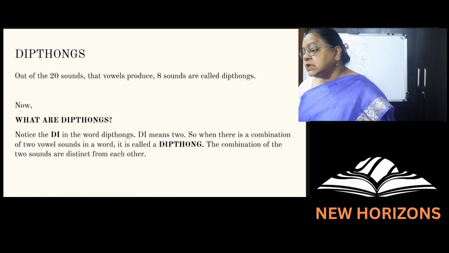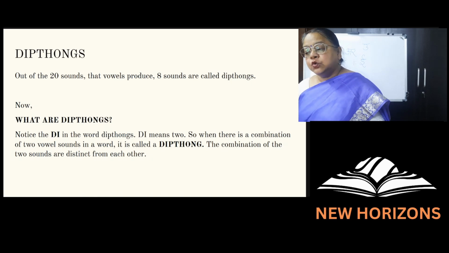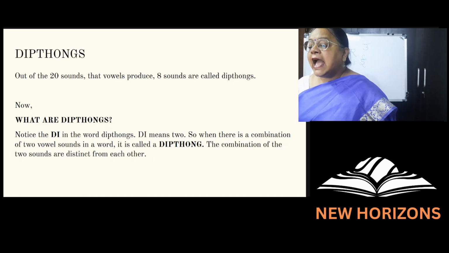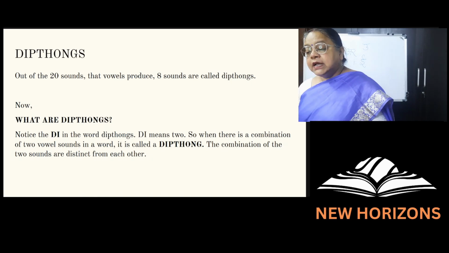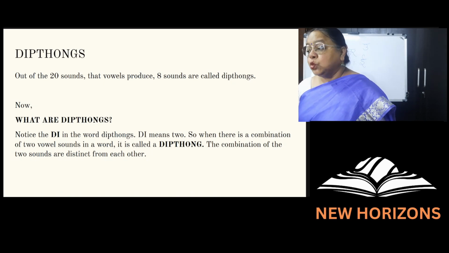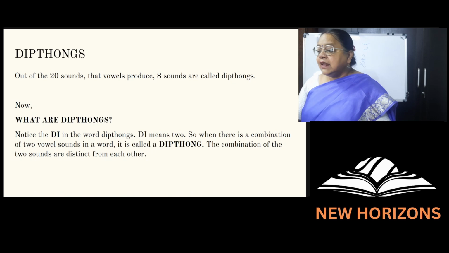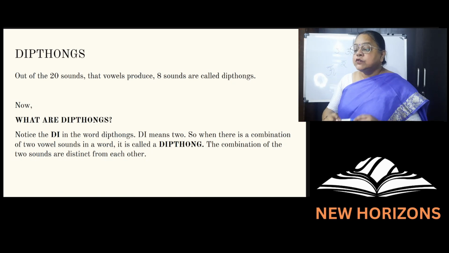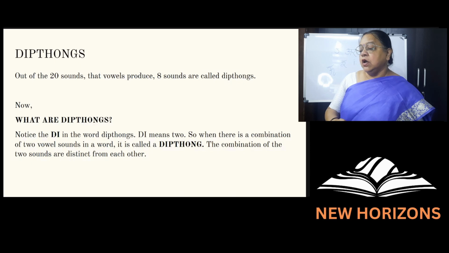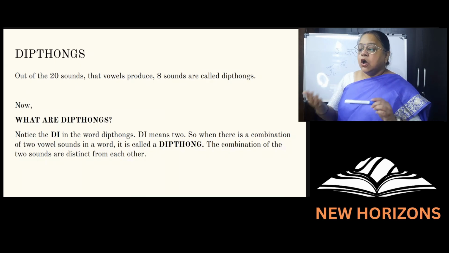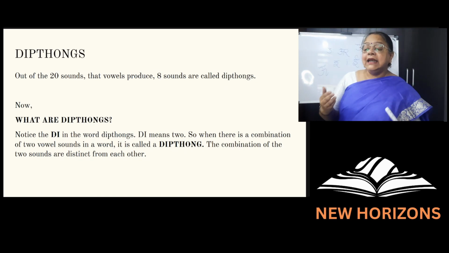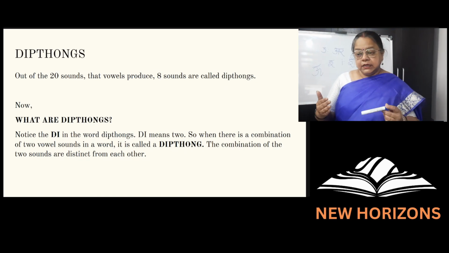Diphthongs. We focus only on the first two letters, D and I. What does D and I combined together mean? Two. When there is a combination of two vowel sounds in a word, it is called a diphthong. And the combination of these two sounds is distinct from each other.